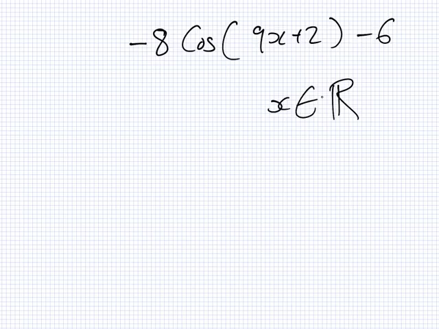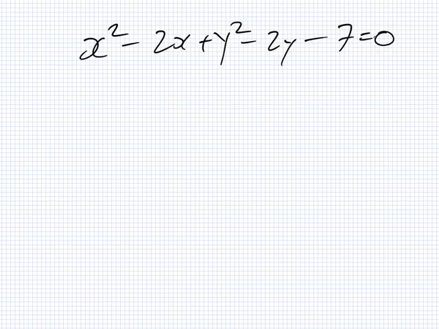Implicit differentiation. Number 11. Find the equation of the normal to the curve C: x squared minus 2x plus y squared minus 2y minus 7 equals 0, at x equal to 1 and 0 less than y less than 5.